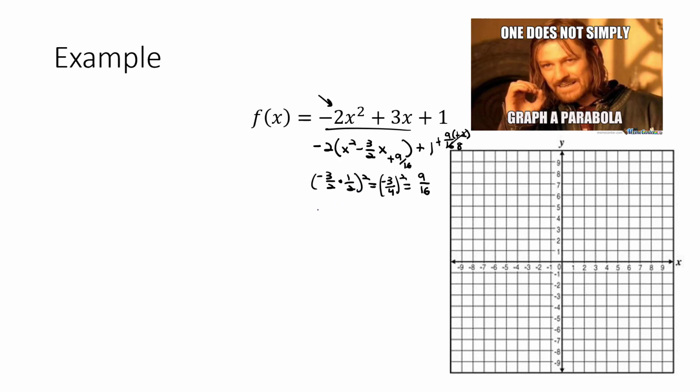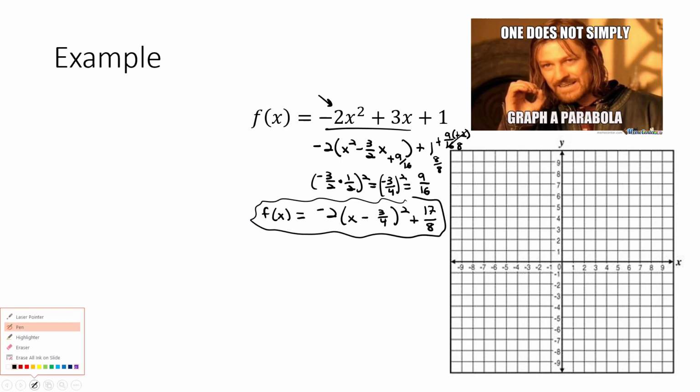So let's see what we have. We have a negative 2 times. So when we factor this, it's x minus 3/4 squared plus 1 is equal to 8 over 8. So 8 plus 9 is 17/8. And now we are in vertex form.